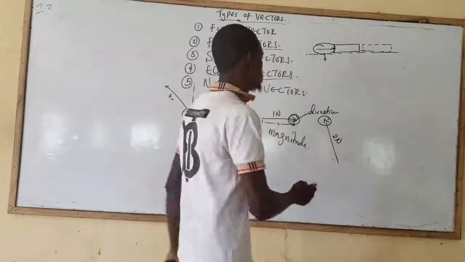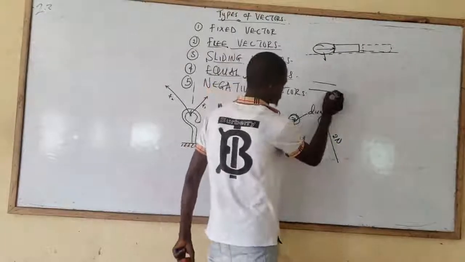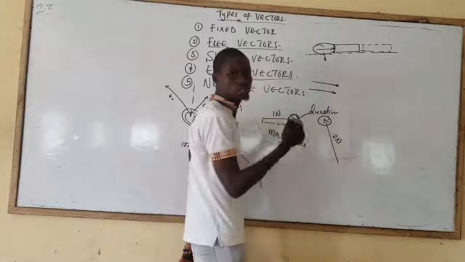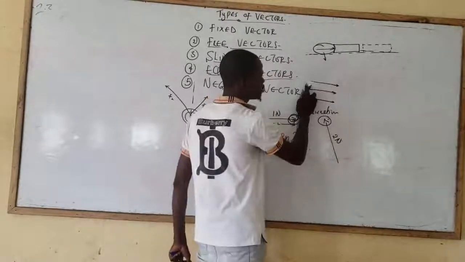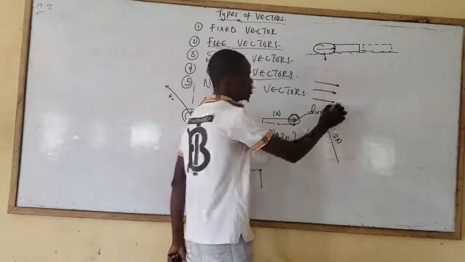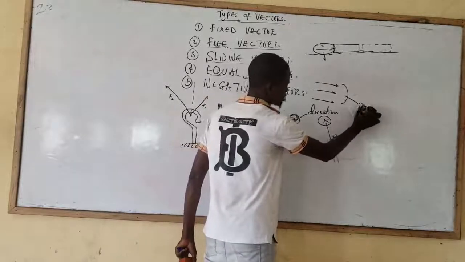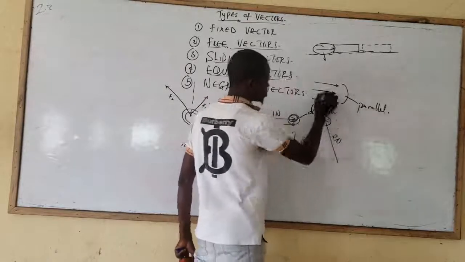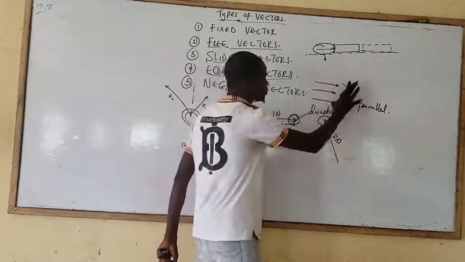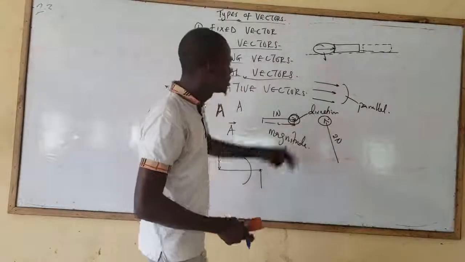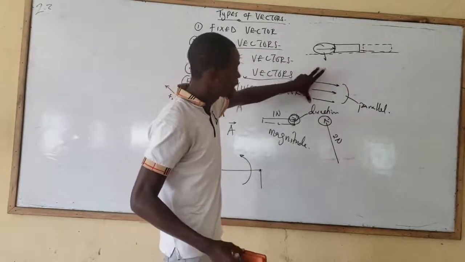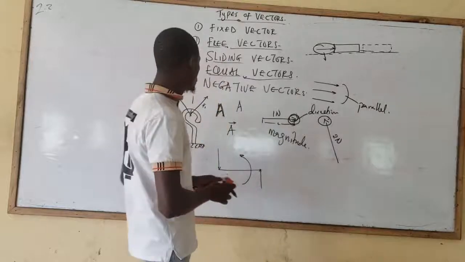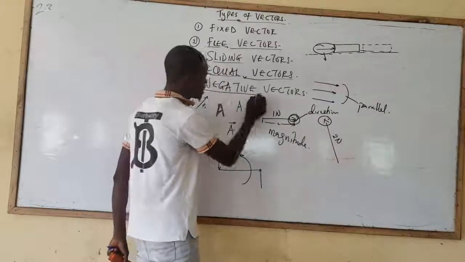Take for instance, two or more parallel forces are said to be equal with each other. Their points of application might be different, but they are moving along the same direction. I have a parallel force. So this parallel force here is a kind of equal vector. Why? Because the magnitude of this is equal to the magnitude of this, and is equal to the magnitude of this.